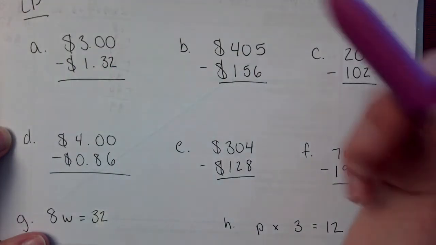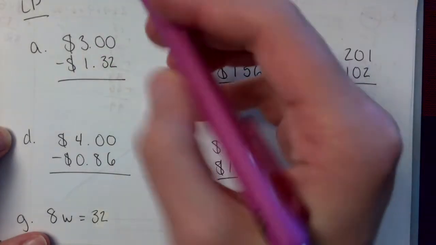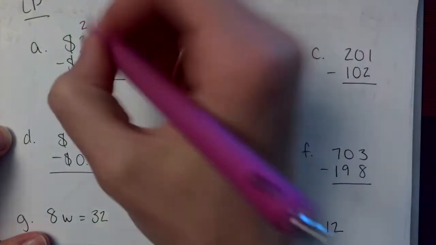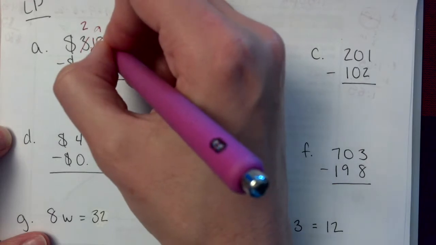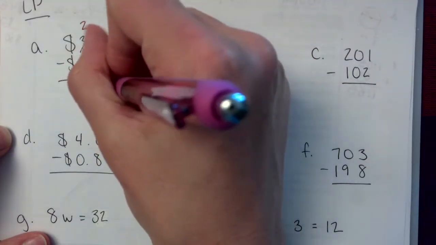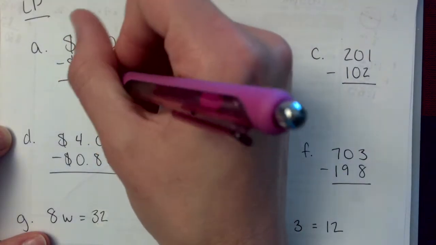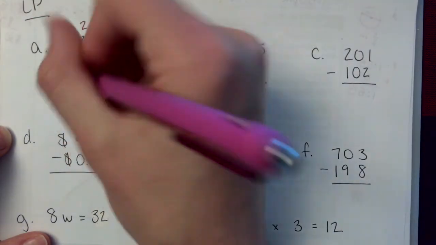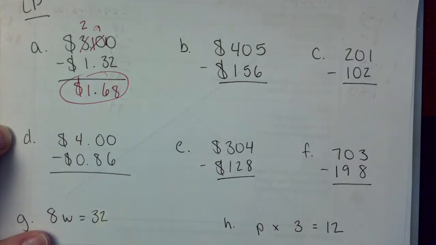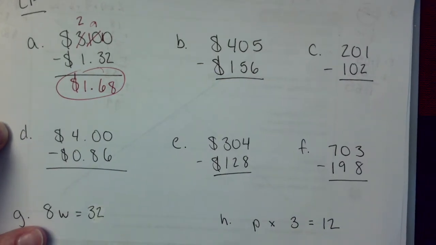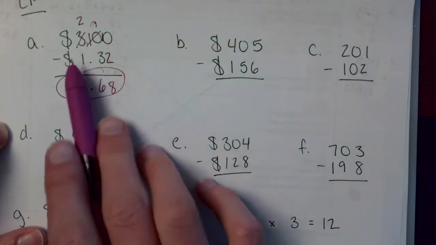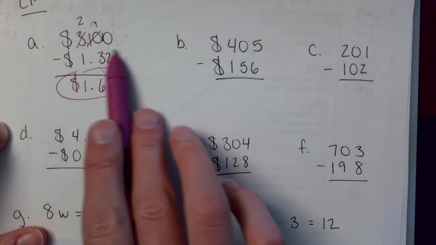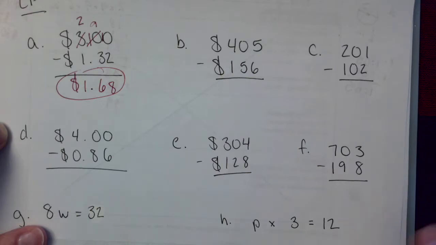0 minus 2, can't do that. Cross out the 0, can't do that. Cross out the 3, make it a 2, change the 0 into 10. Cross out the 10, make it a 9, change the 0 into 10. 10 minus 2 is 8. 9 minus 3 is 6. 2 minus 1 is 1. Bring down your decimal point. Don't forget your dollar sign. $1.68. If you did not get the same thing as me, go back, check your work, make sure that you crossed out the 3, made it a 2, and then came all the way over afterwards.